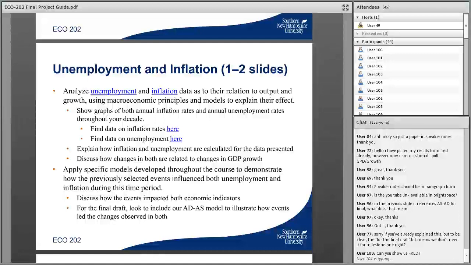For the final draft, that means we don't need it for milestone 1, right? Yes. Because it's for the final draft, you will not need the AD-AS model to illustrate how events led to changes observed in both, because you have not reached that level. I think in module 2, you start reading about AD-AS, its chapter, and so you don't have enough knowledge and textbook reading to be able to do that last bit. Yes, I can show you Fred. Let me prepare it and I will show you.